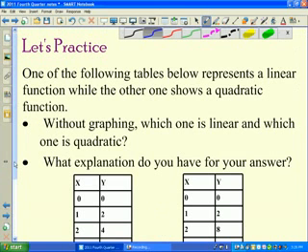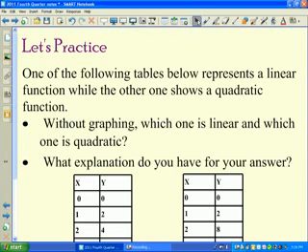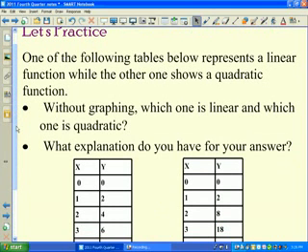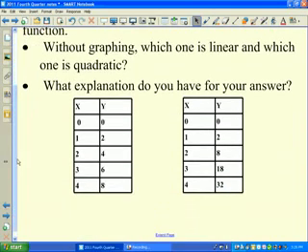One of the things we wanted to do was refresh your memory on the difference between linear and quadratic functions. One of the following tables below represents a linear function, while the other one shows a quadratic function. Without graphing it, which is linear and which is quadratic? And what explanation do you have for your answer?